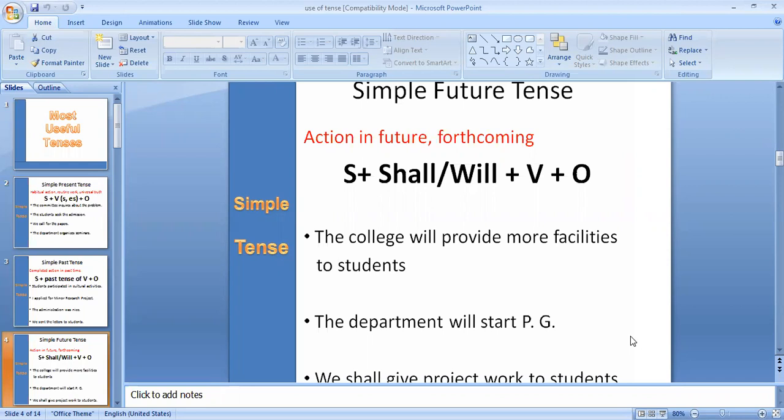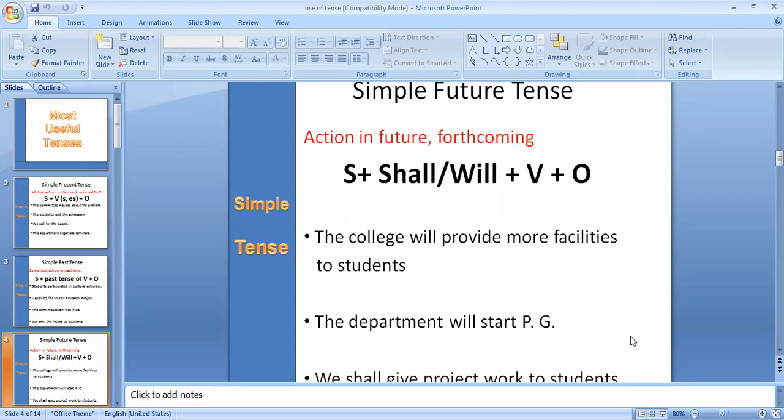Very good. Subject is college. Good. Verb? Facilities, no. Students, no. Provide. Will provide. That is the verb. Okay. The college is subject. Will provide is verb form. That is the future tense form. And more facilities to students is object.